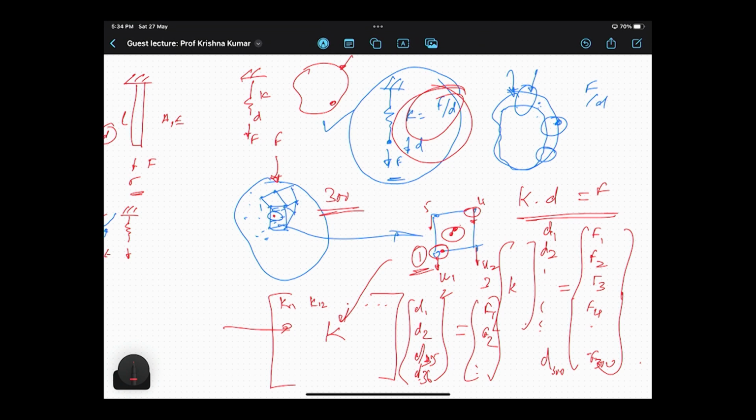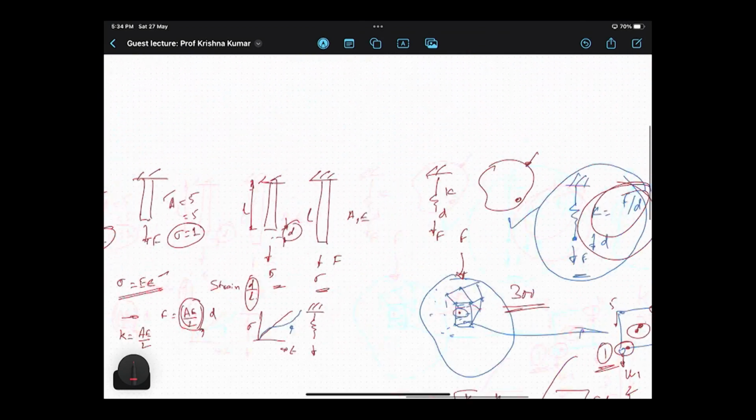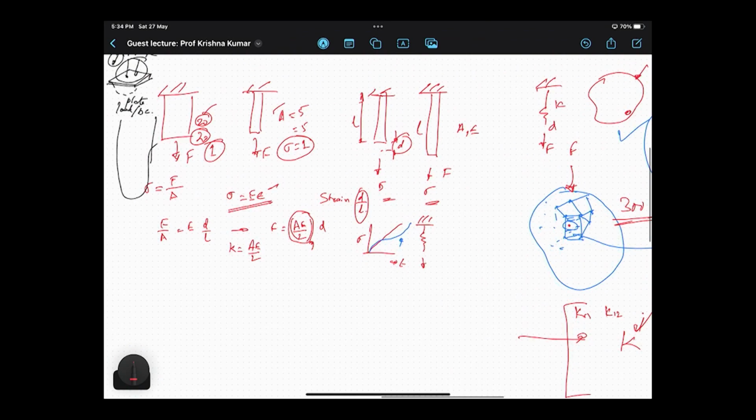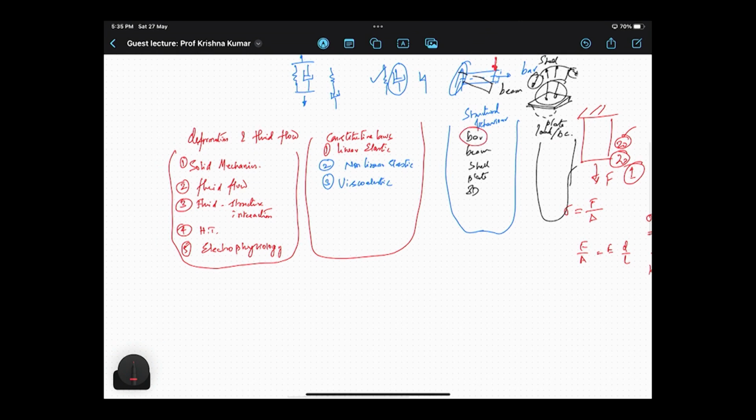So the key here is what is K. The K comes from this basket. Now you would understand from where. Remember that the K was AE by L, considering it to be a bar. So the K matrix comes from picking up what did I do? I picked up linear elastic, so it was E. I picked up a bar as my structural behavior. So I had that AE by L.